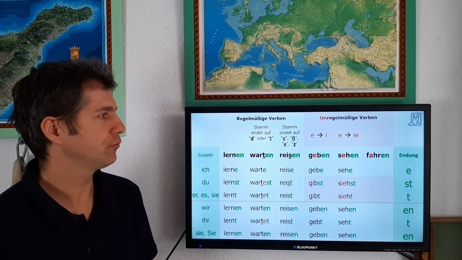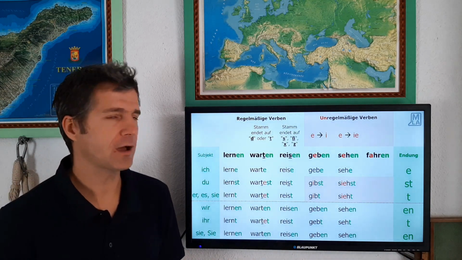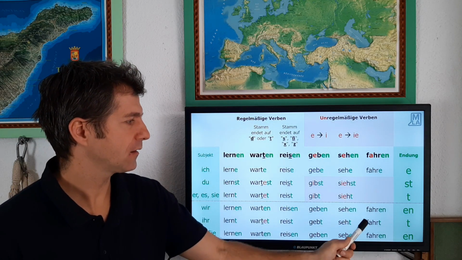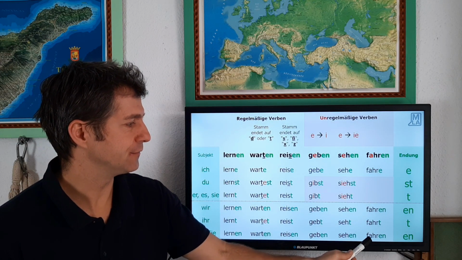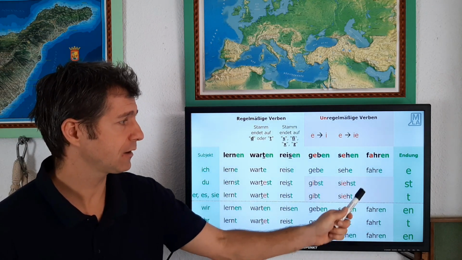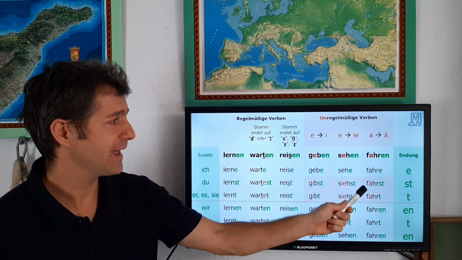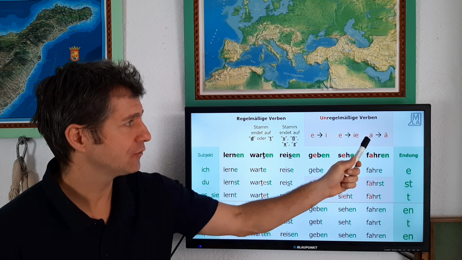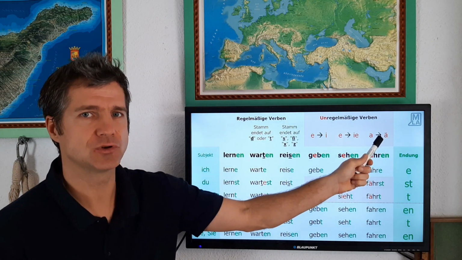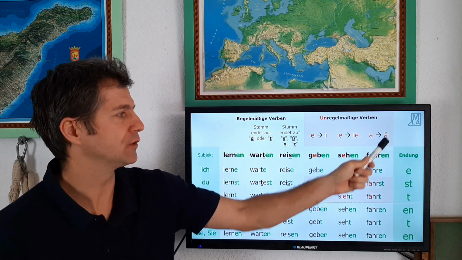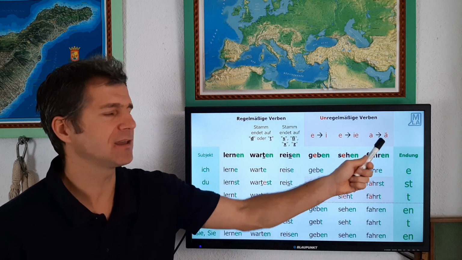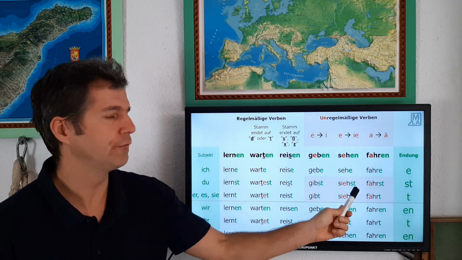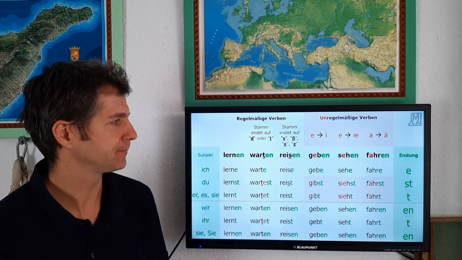And there's a third group, fahren. Fahren is to drive. And here, ich fahre, wir fahren, ihr fahrt, sie fahren, regular. Du fährst, er fährt. There's a change from the A to A umlaut. In German it's called A umlaut with the dots. No? And it's pronounced like a really open E. No? Say du fährst, er fährt.